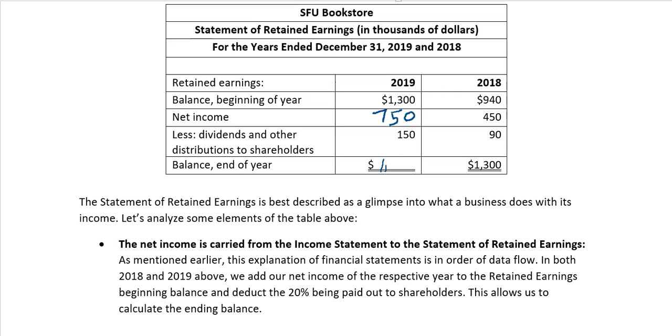of 1900. So we started with 1300. The net increase for the year is 600. And again, this is all in thousands of dollars, so it's actually 1.9 million that we end up with.